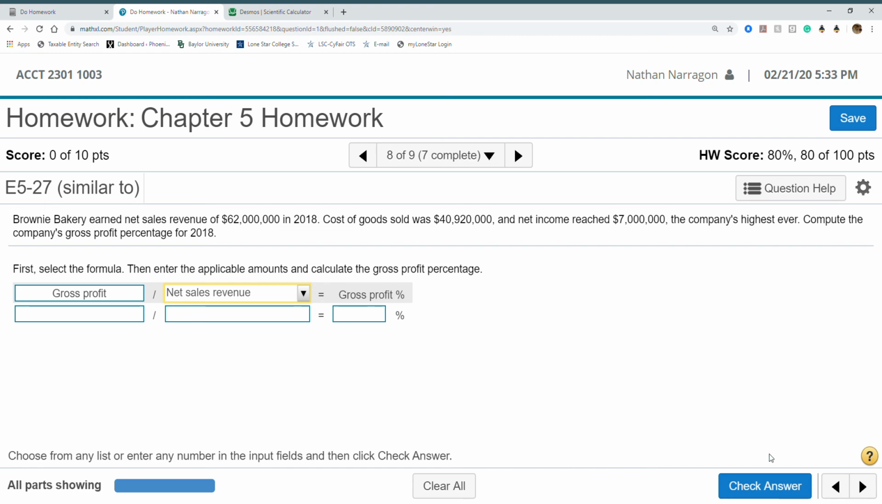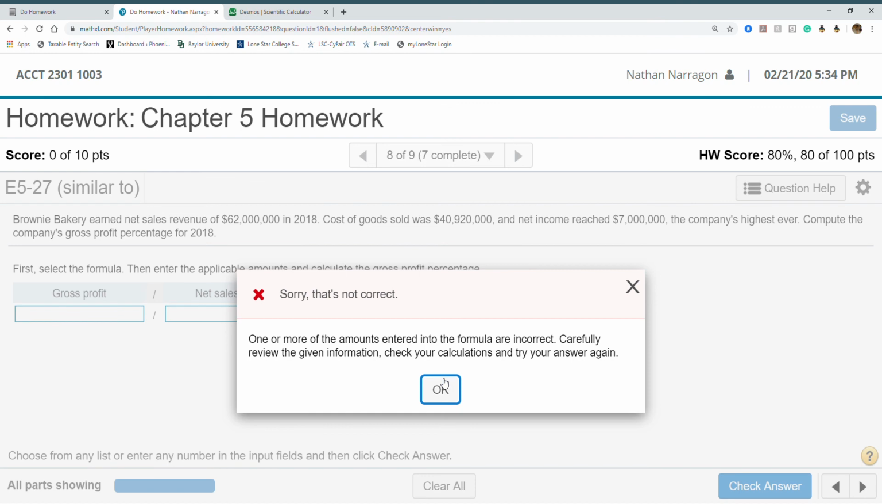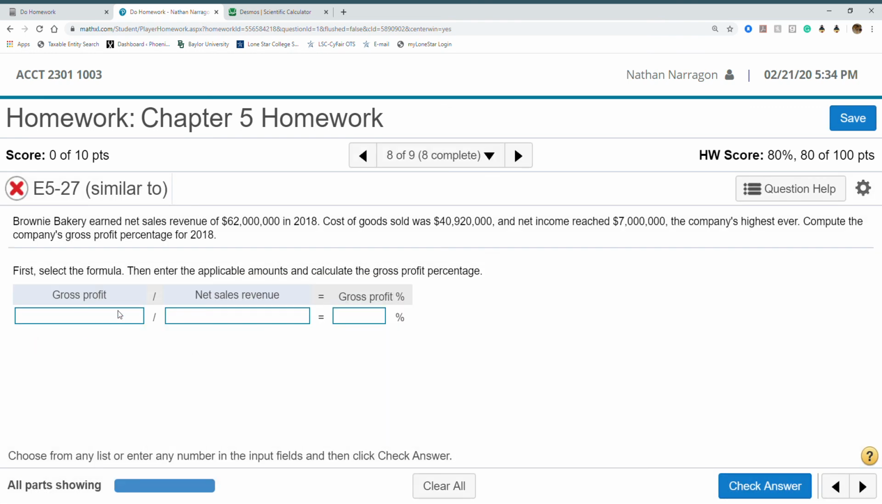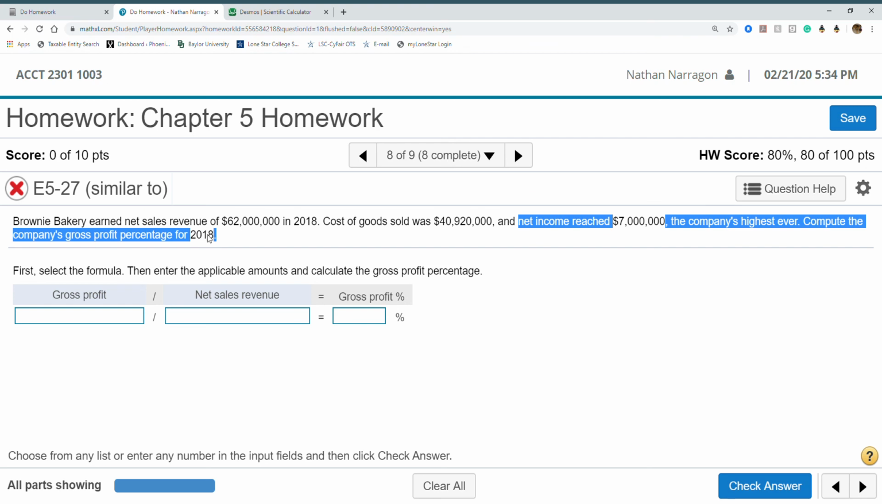Again, I'm going to go ahead and waste the check answer. The only reason why is to make sure that the formula's okay. Again, you got 3 of those. But always you want to check to make sure your formula's right. And so, it really is gross profit divided by net sales. Now watch out on this one, because it gives you net income, but not gross profit. We have to figure that out.